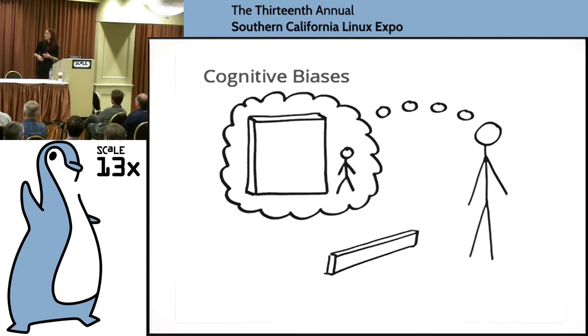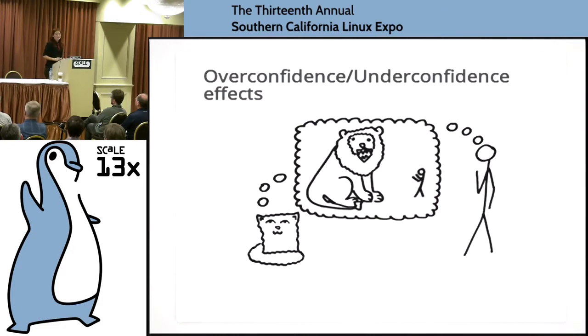But basically, they're places where, for a variety of reasons, we'll mistake things for things that they aren't and just distort them in our perceptions, and then that distorts the actions that we take. A really relevant one in open source and in technology are overconfidence and underconfidence effects.